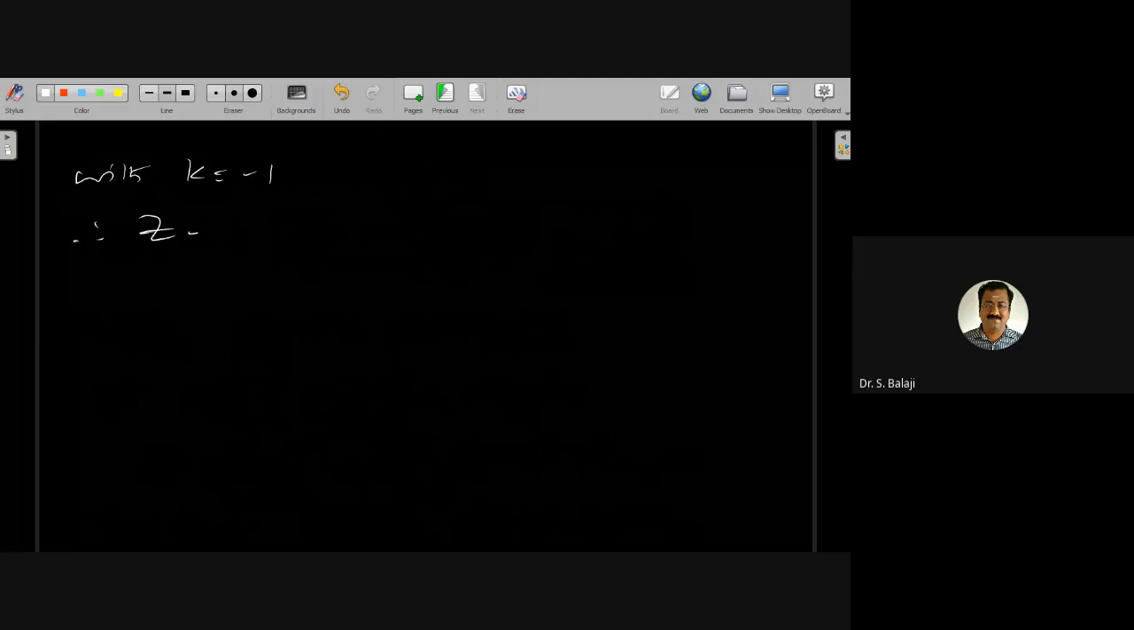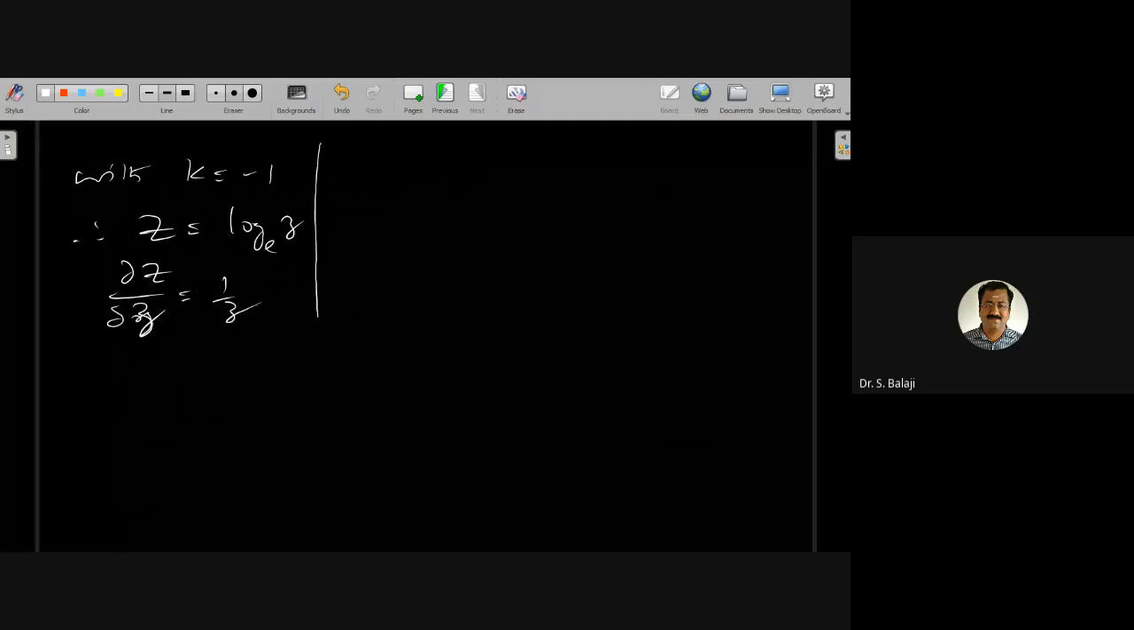Therefore, capital Z equals log z, since k equals minus 1 means log z. So ∂Z/∂z is 1 by z. Capital Q is equal to ∂Z/∂x, where x and y have no changes.